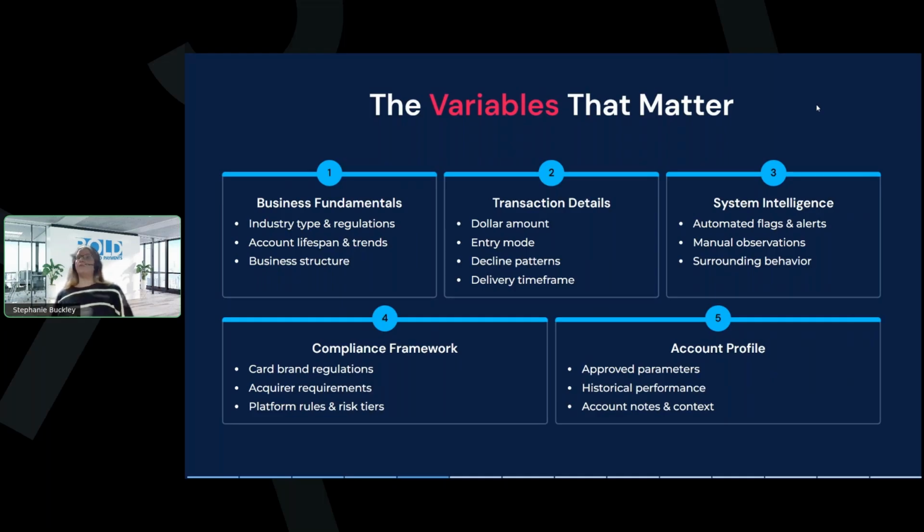And if they notice any issues with the information, then that's when they'll reach out to us and then we'll start the review process with you all. Compliance framework. So this would be card brand regulations, even acquirer requirements, which is very difficult to say as I am saying that out loud, and then platform rules and risk tiers. So some industries have higher risk. And so if you see riskier activity within that, that can snowball very quickly.